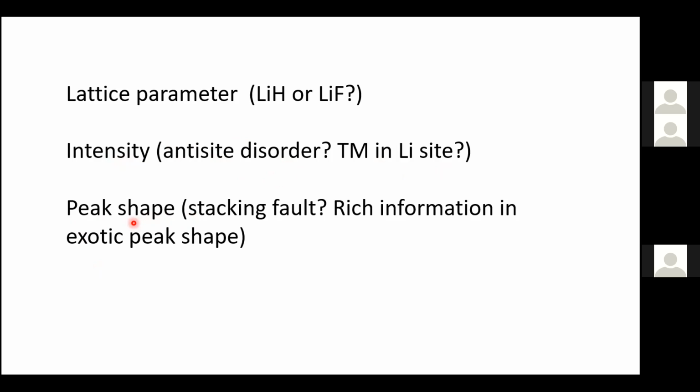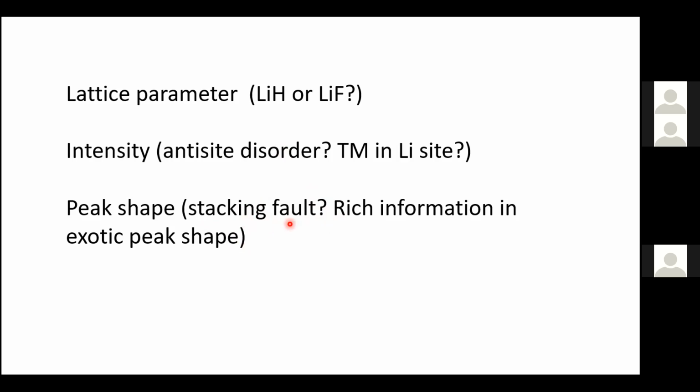And for the peak shape, as I mentioned, sometimes we see some very unique peak shapes. Then don't just let it go. We can decide whether we want to go deeper or not. But once you see something that gives you a hard time doing the fitting, then you're probably seeing something very meaningful, some very unique features. For example, if you see a very asymmetric peak, that's probably an implication that we have a lot of stacking faults in the system, right?